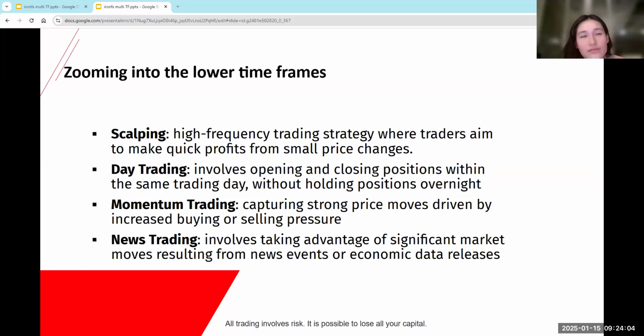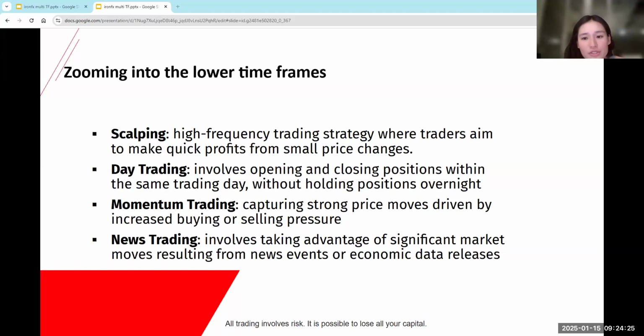So if an economic data announcement is scheduled, it's important for you to look at the results. If it coincides with the time that you're trading, you should look at the results when you are making your trading decisions. Number three, momentum trading.